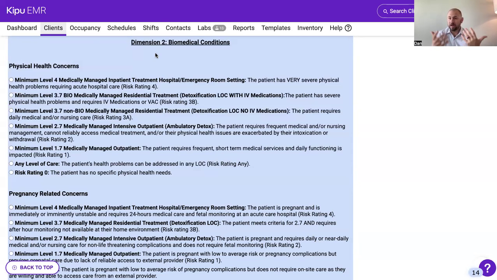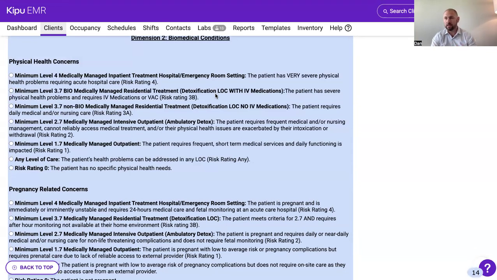Next one is going to be biomedical, just medical issues. These can absolutely be because of the drugs and alcohol, or they can be outside issues. They can be medical problems correlating to that. So chronic pain, diabetes, HIV, STDs, hepatitis C. Those are some common ones. Low testosterone, hormone issues, allergies.